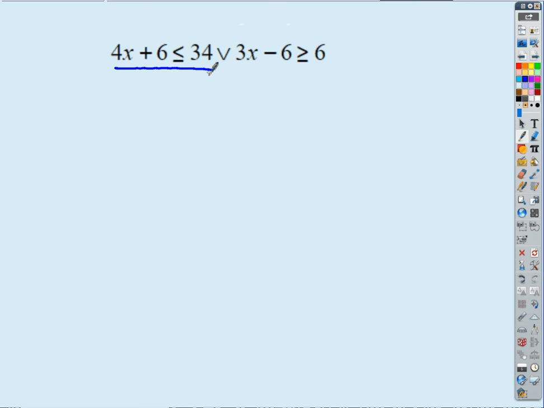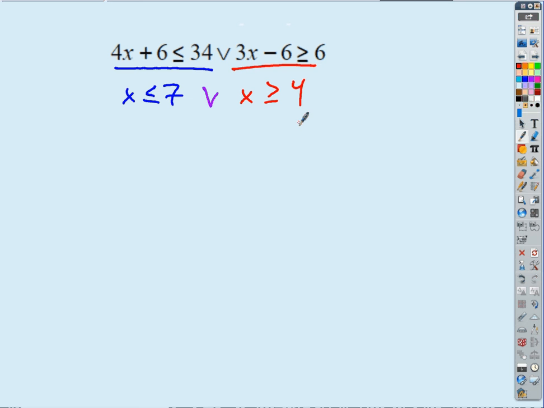Okay, what about this? Two steps in order to isolate x. Subtract 6, which gives us 34 minus 6, 28. Divided by 4, so we get 7. So we get x is less than or equal to 7. Or add 6, you get 12, right? Divide by 3, you get what? x is greater than or equal to 4.